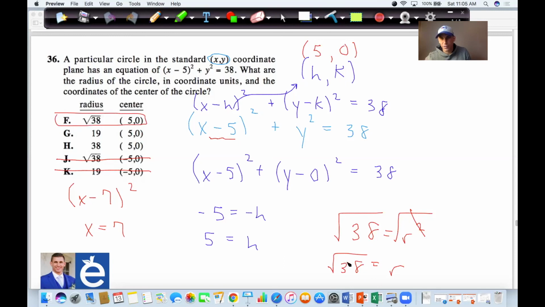So radical 38 will equal r, whereas r squared will equal 38. But they're just asking to solve for r, right? That's the idea. They're just asking to solve for r of the circle, not r squared. So you want to pay attention to that.